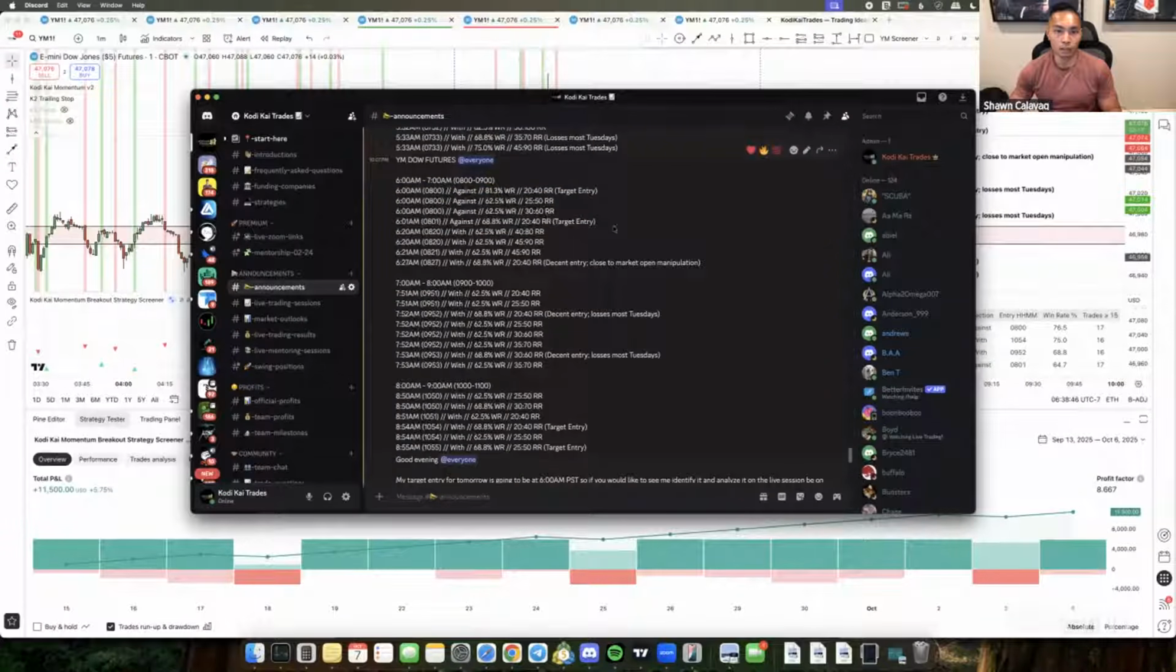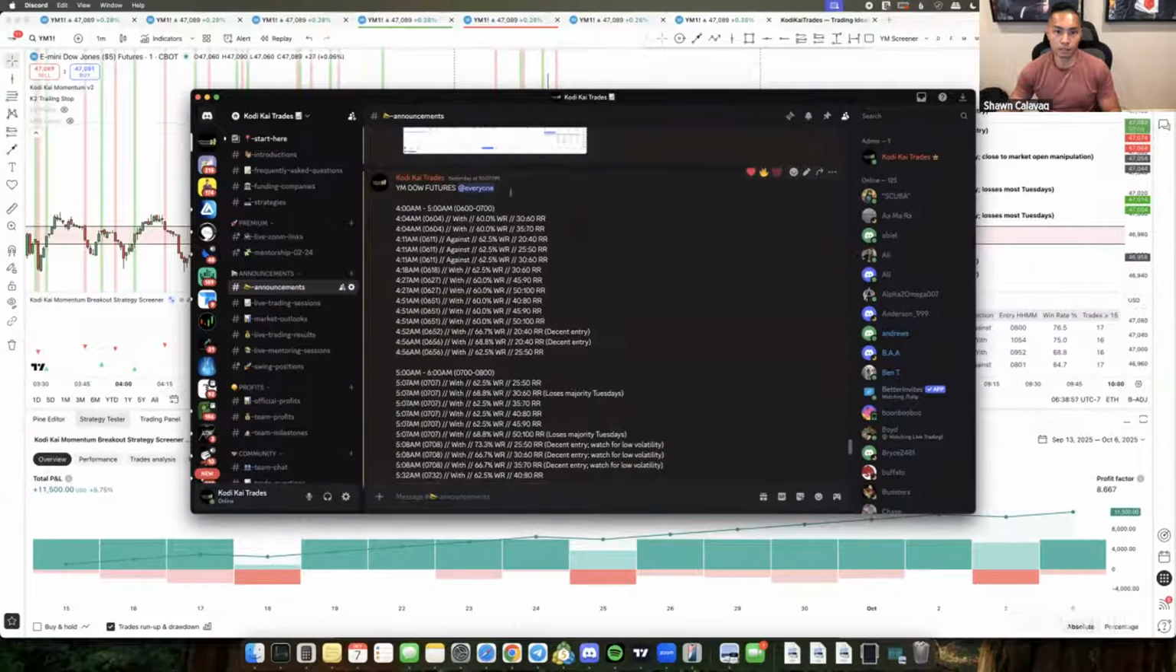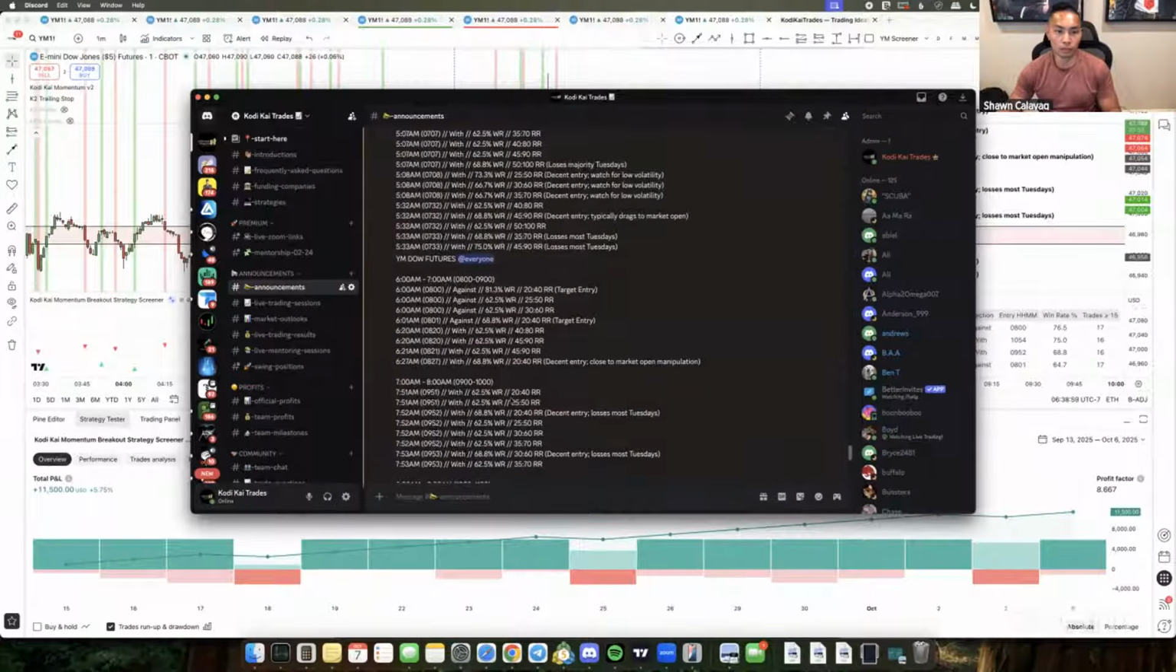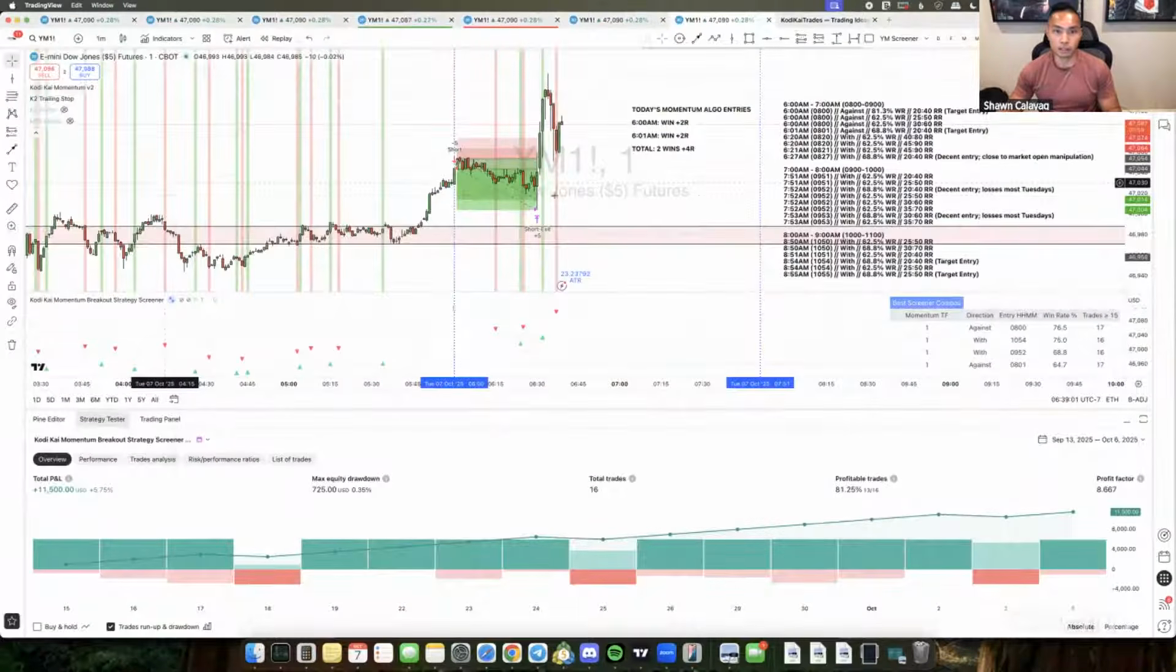So I post these entries every single night so that we're prepared for the next day. So I already knew this was gonna be my entry last night. I posted this last night at 10:07. So I woke up this morning, 5 o'clock. I was like, okay, take this trade at 6, and we took it and it hit.